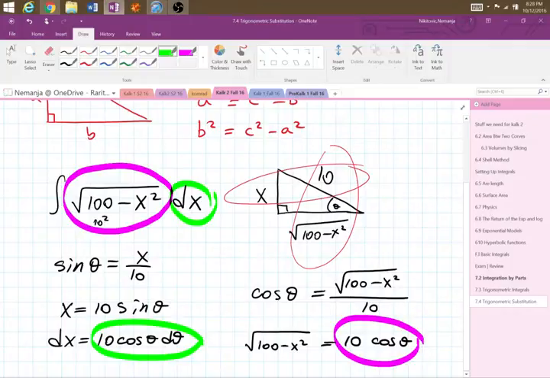So we are replacing pieces of the integral that had x with new pieces which have thetas. So square root of 100 minus x squared gets replaced by 10 cosine theta, which we obtained from the triangle. And the dx gets replaced by 10 cosine theta d theta. And now you will have 100 cosine squared theta d theta. Power reduced, solved, and then you have to go back to x's.